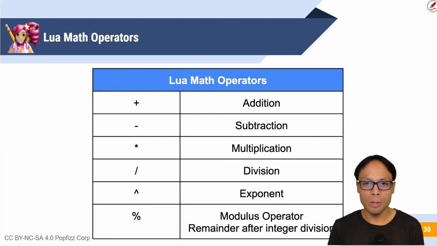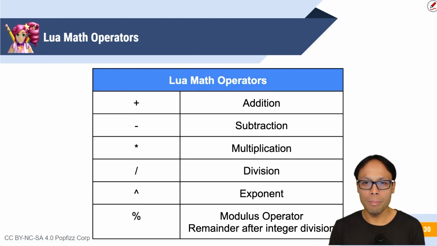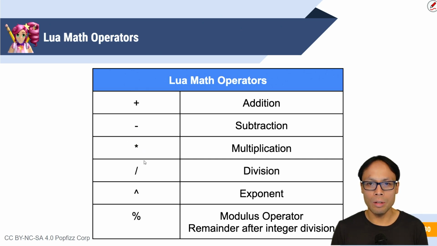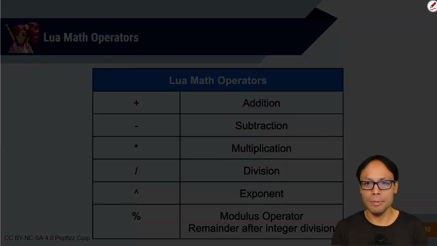The math operators in Lua are pretty familiar from math. We've got plus and we've got minus, which is the same. Multiplication and division are a little bit different. So multiplication, we've now got the asterisk or star. Division, we have the slash. For the exponent, we have the caret symbol. And the modulus operator, which I'll go over in a few moments, is the percentage sign. That is the remainder after integer division.